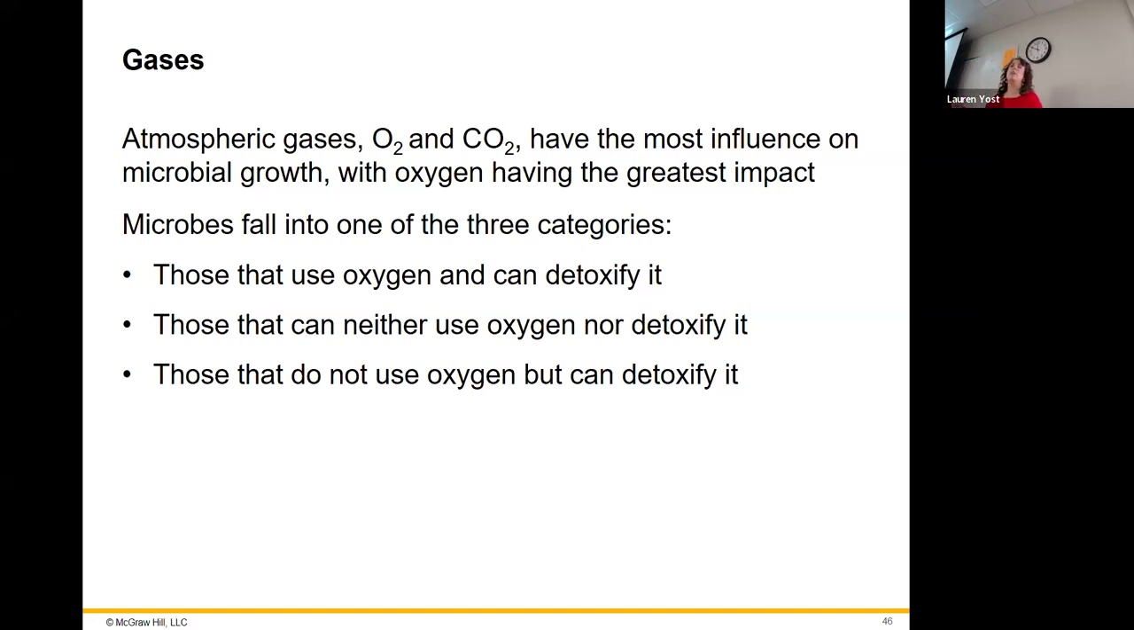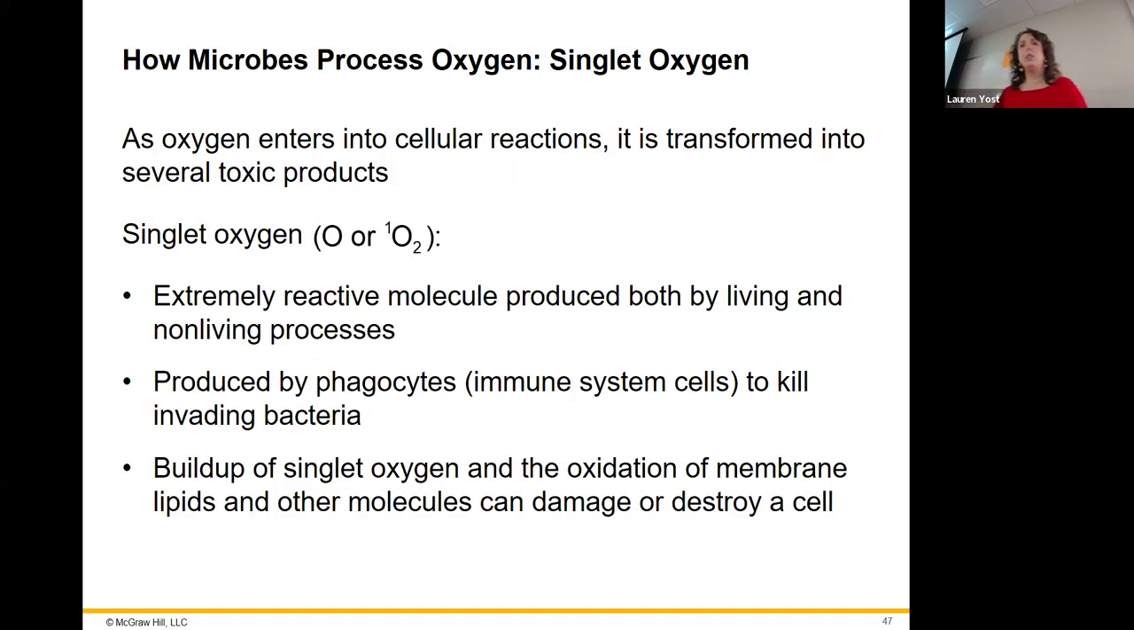But yeah, so usually you can put our microbes into one of three categories. Microbes that use oxygen and can detoxify it, that's like us. We actually would fall into that category because we have to be able to do that too, not just the microbes. Those that cannot use oxygen and cannot detoxify, that's what I'm talking about with the normal Clostridium vegetative cells. And those that don't use oxygen but can detoxify it, so they're probably adapted to dealing with it if they have to. These are the toxic oxygen byproducts I'm talking about.